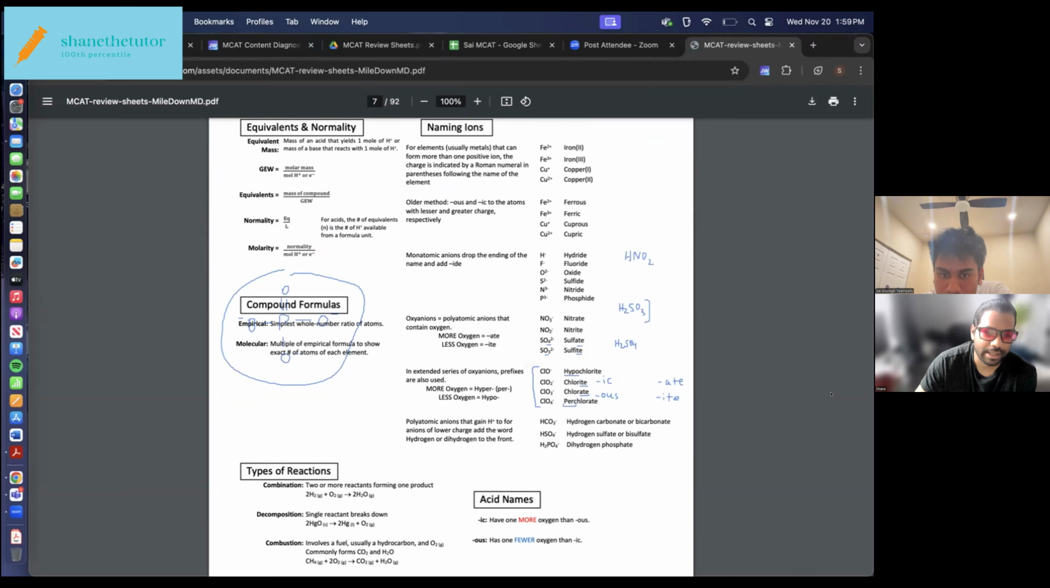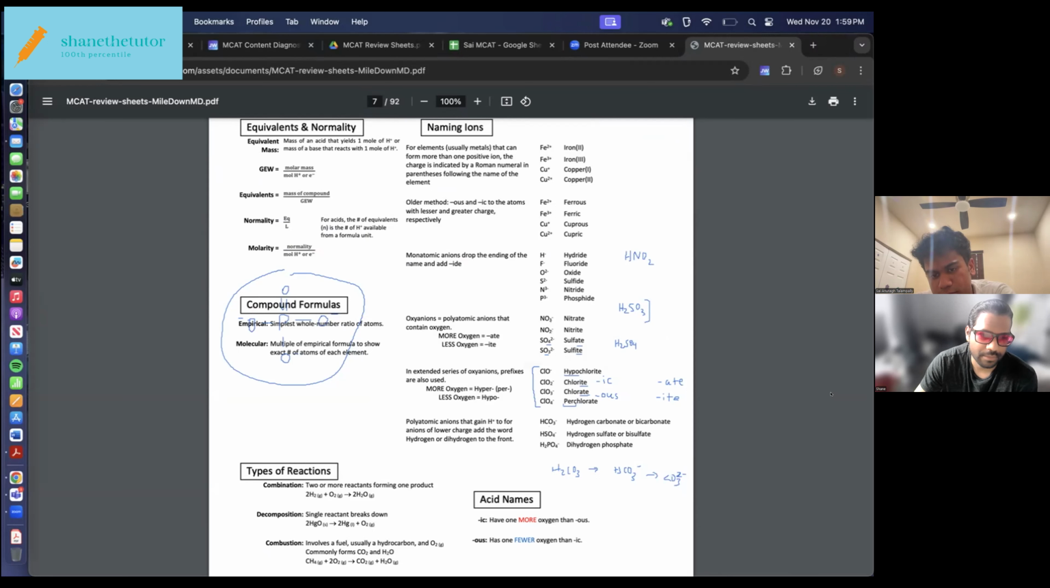So you also want to know what carbonic acid looks like. It's H2CO3, and it can turn into the bicarbonate ion, HCO3 minus, which can then turn into the carbonate ion.